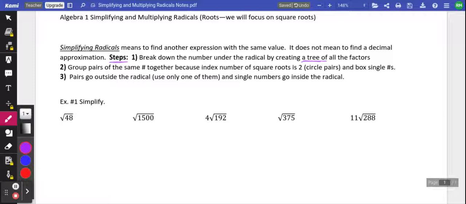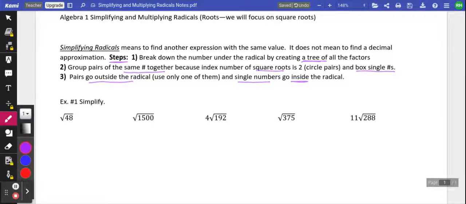We're going to group pairs of the same number together from that factoring tree. And we're going to circle pairs because it's square roots. Okay, and then we're going to box in the numbers that are left over that don't make a pair. Pairs will go on the outside of the radical, and then singles or leftovers will go on the inside of the radical. Okay, so let's get started here so you know what I'm talking about.